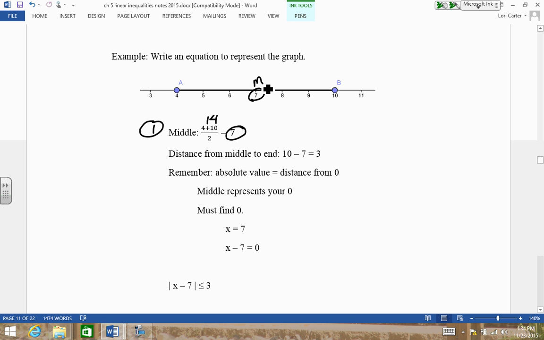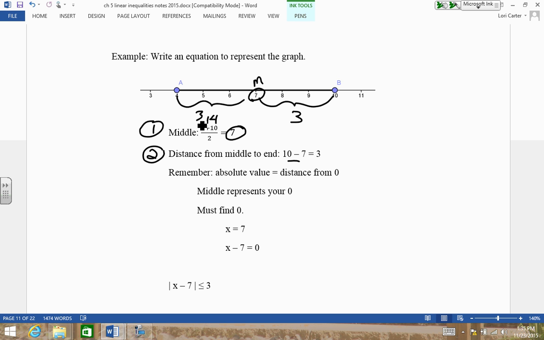Good? Next, we have to find the distance. How do we find the distance from 10 to 7? We subtract. 10 minus 7 is 3. So this distance is 3. What's this distance over here? 3. It better be, because the other one's the middle, right? So do we care which one we do? No. So we got the middle, we have the distance.